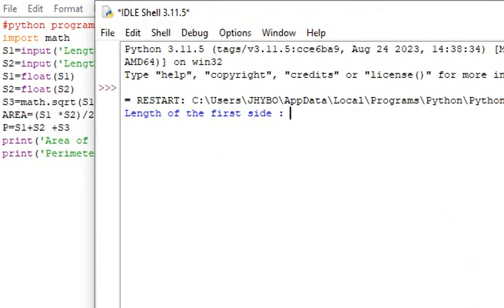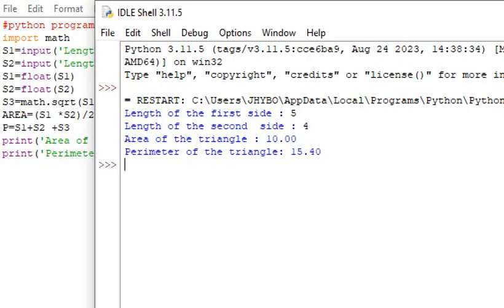So if the first side is 5 and the second side is 4, the perimeter is going to be 15.4, while the area is going to be 10.